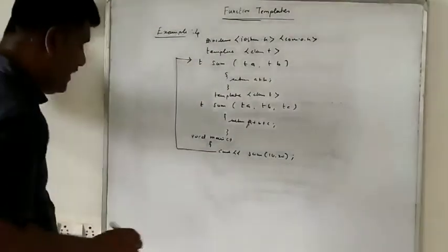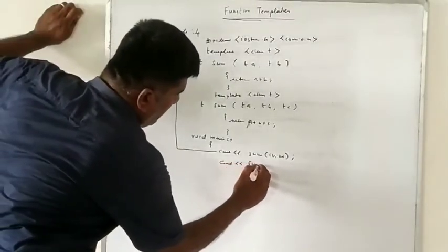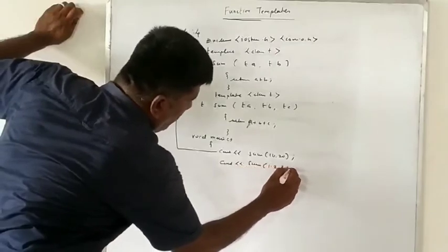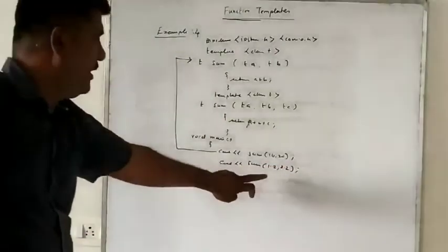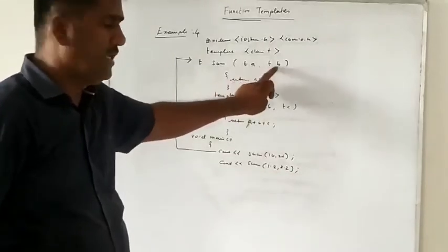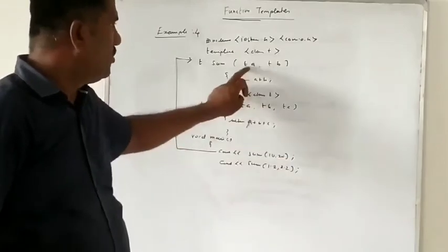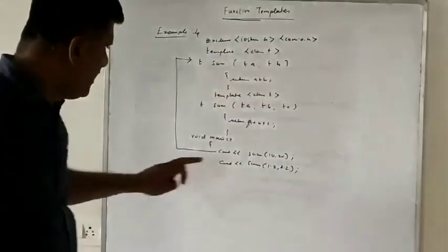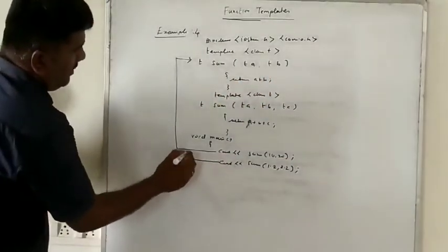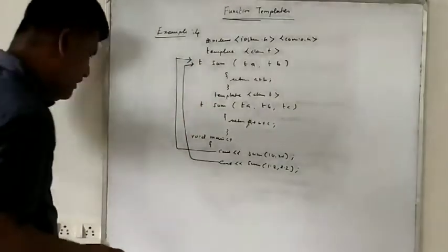Okay. So second function call, cout sum of 1.2, 2.2. So here two parameters, and the two parameters are a float type. So again this function is invoked.